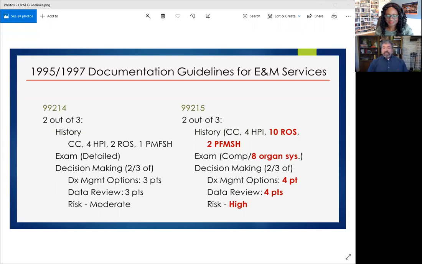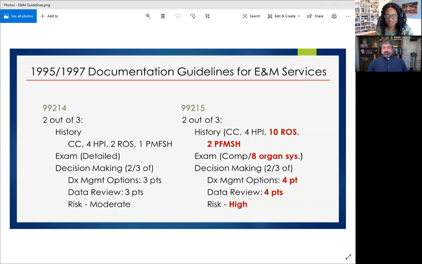And then on decision-making, I need 2 out of 3 of diagnosis management options, data review, and risk. Now, like we just said, it's going to be hard to get a high level of risk over a virtual visit. So if we look at the other 2, diagnosis and management options, the way you get 4 points is you can have 4 chronic problems that are fine. You can have 2 chronic problems that are not fine, or some combination of that. Or you can have a new problem where you have to do additional workup, such as anything that you need to order, labs or radiology or diagnostic procedures.